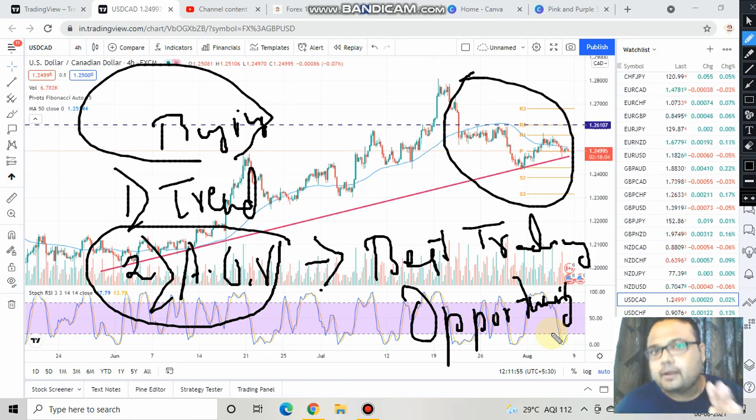In an uptrend market, the area of value will always be near the support, and in a downtrend market, the area of value, or the best shorting opportunity, is always near the resistance. And this market is undoubtedly in uptrend right now. Therefore, we should only look for buying opportunities near the support.